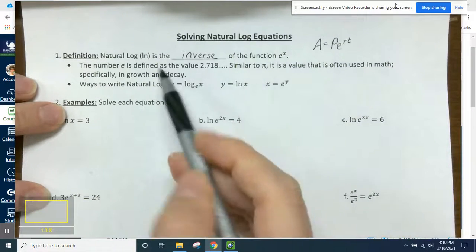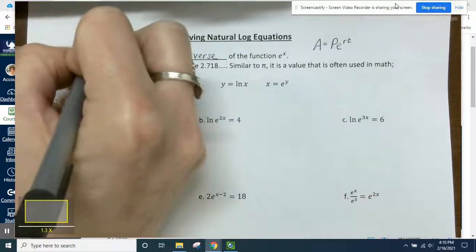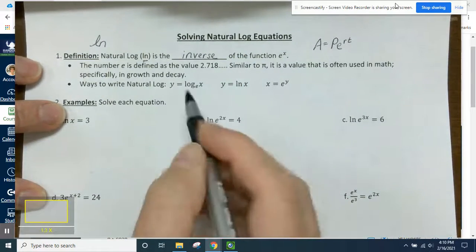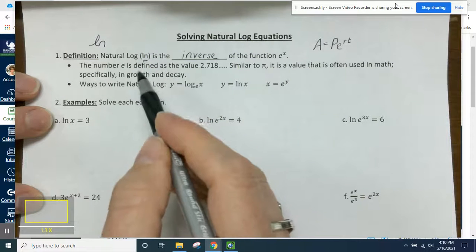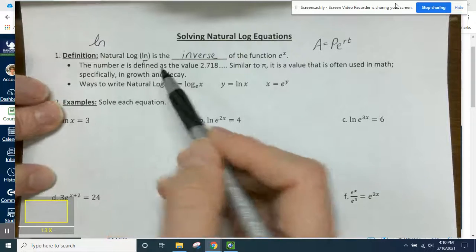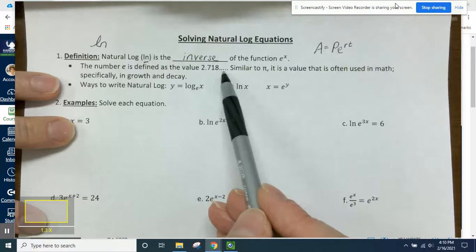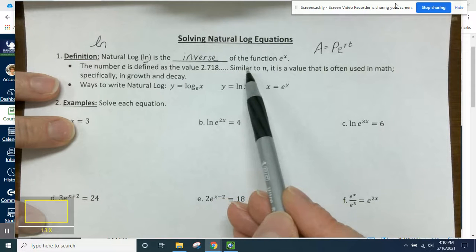Now the natural log, we represent it with this right here, ln, and a lot of times you'll see me write it like that, in cursive, because I don't want you to think I'm writing "in". So the number e, we looked at that last week. It's defined as the value 2.718, and it just keeps going. It's kind of similar to pi.